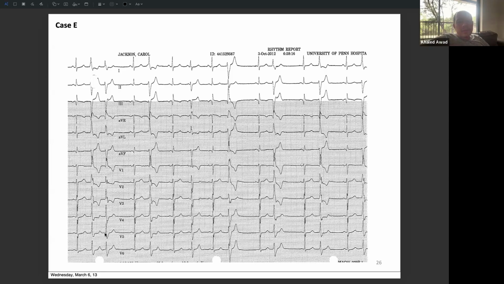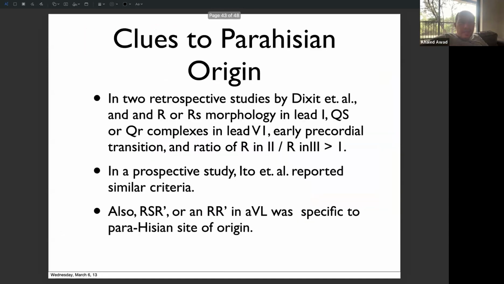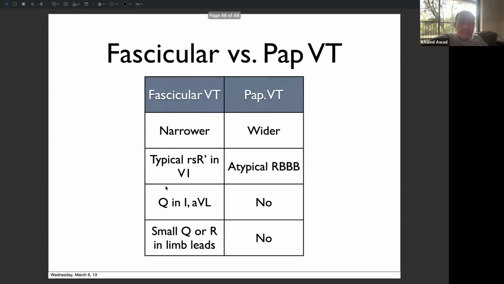And so what is mid-ventricular closer to the mitral valve? You're looking at something that is probably more towards the basal or the more valvular side of the posterior papillary muscle. Perhaps it could be the left posterior fascicle. And so then the question becomes, how do you tell the difference between fascicular and papillary muscle VT? I think we have a slide for that. And that's important. Fascicular VT will be narrower, papillary muscle VT would be wider.